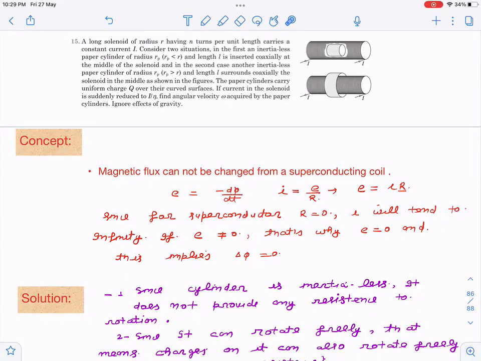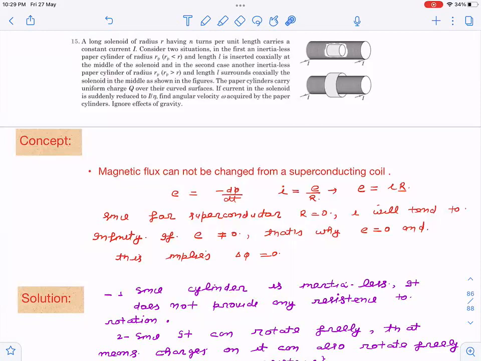Okay, so let us move to the solution now. See, understand how we apply this in this case, right? Since the cylinder is inertia-less, understand this, again a very logical and very, very important point. The cylinder is inertia-less, it does not provide any resistance to rotation, right? Till now, nothing about current and all. If something is inertia-less, then there is no resistance to rotation. It can easily rotate, torque equal to I alpha.